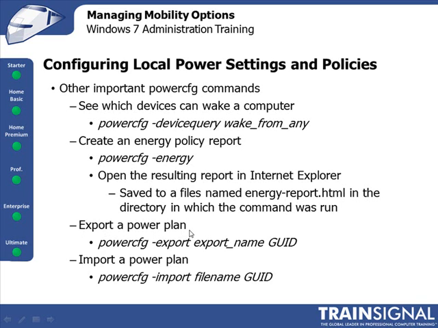You can export a power plan using powercfg -export, the export name, and GUID, and then import a power plan by using powercfg -import with the file name and optionally the GUID of the power plan as well. And we're going to do all this in just a minute over on our Global Mantic sample servers.